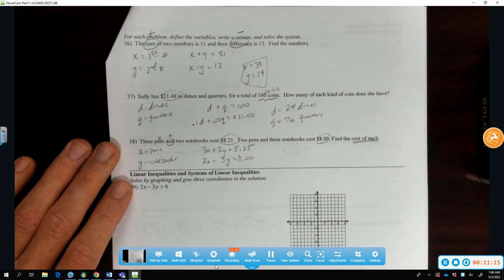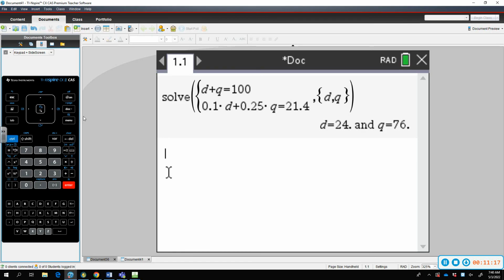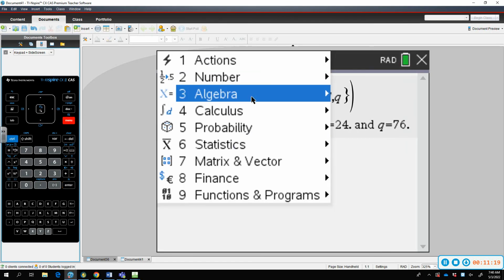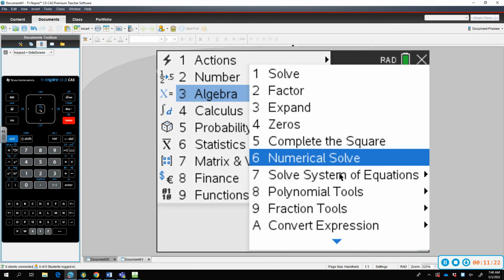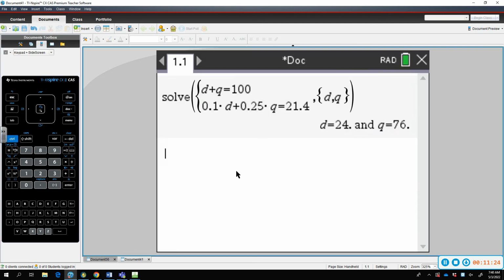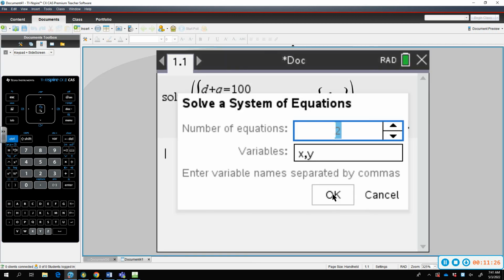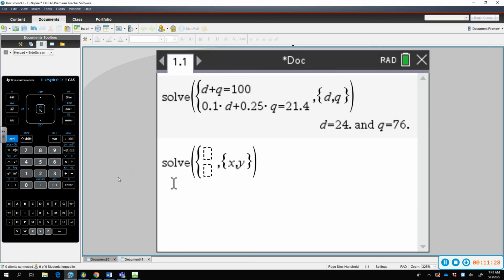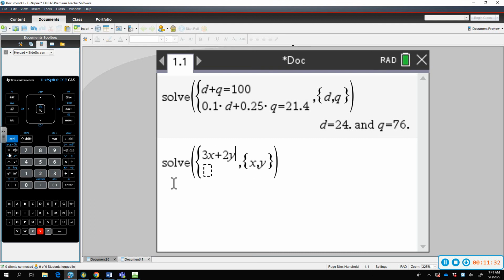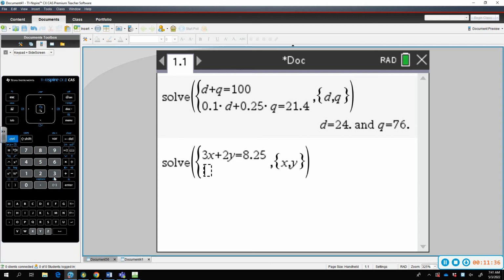Again, same thing. Let's plug it into our calculator. So let's go to menu, 3, and then for you it's menu 3, 2. I'm going to plug in our 2 things, X and Y. I made them X and Y, perfect. Okay, so we've got 3X plus 2Y is equal to $8.25. Second equation, we've got 2X and 3Y, and that's going to be equal to $8.